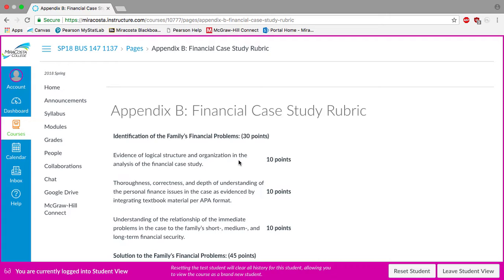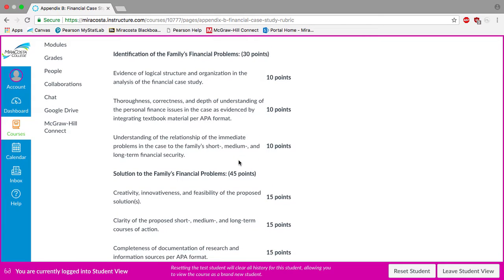So recall last week I provided a video on how to outline the financial case study itself. And then here's the rubric on how the grading will get broken out. So for the section where you're writing about the identification of the family's financial problems, this is worth 30 points, and it's based on your analysis of the financial problems and how you organize that process, as well as integrating the textbook material per APA and how you identify short, medium, and long-term issues in the case study.